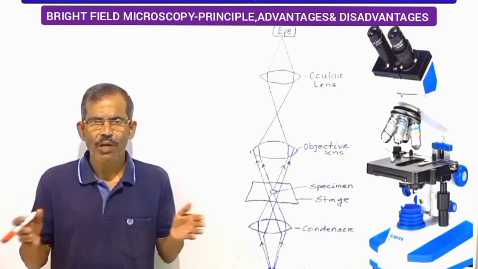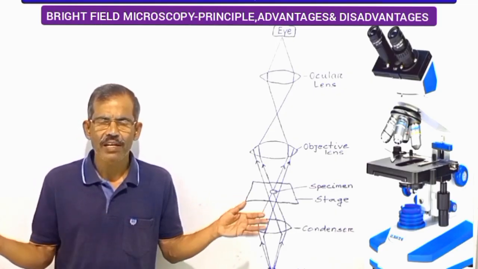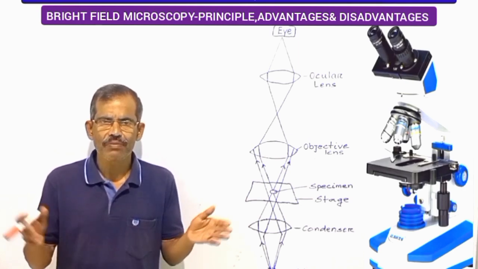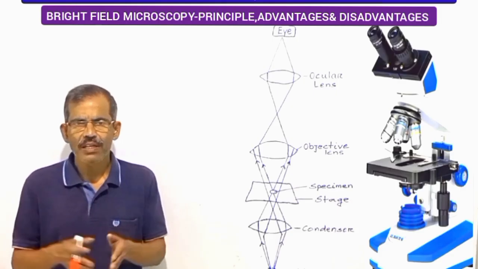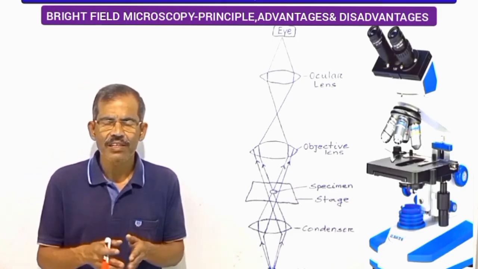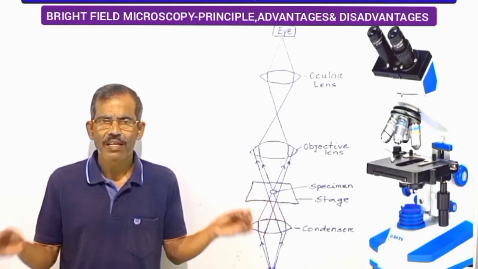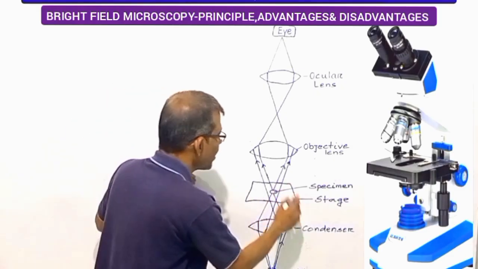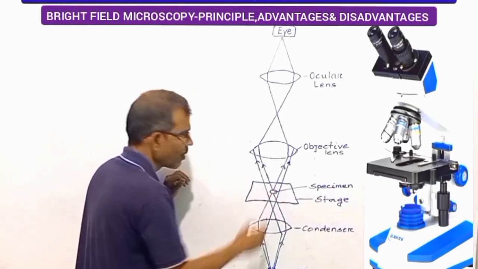In order to visualize, the sample is first fixed on a slide and then treated with a suitable stain for a specific time period. After incubation, the slide is washed in order to remove excess stain, and then the slide containing the sample is placed on the stage. And this is the sample.